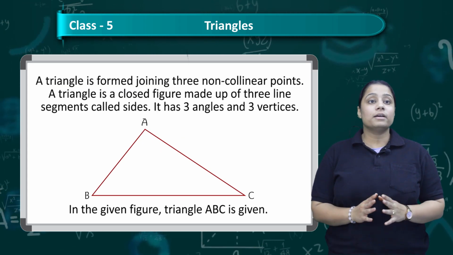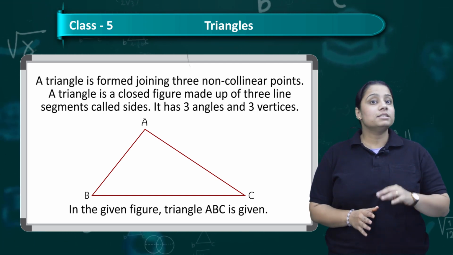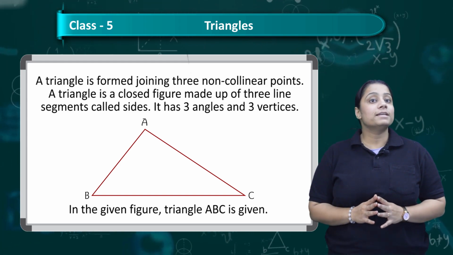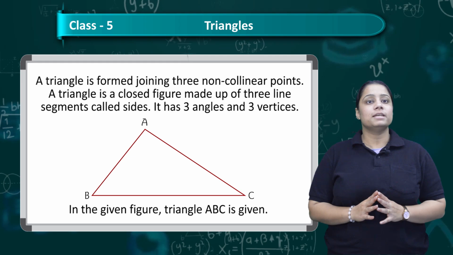Triangle. A triangle is formed by joining 3 non-collinear points. A triangle is a closed figure made up of 3 line segments called sides. It has 3 angles and 3 vertices. In the given figure, triangle ABC is given.